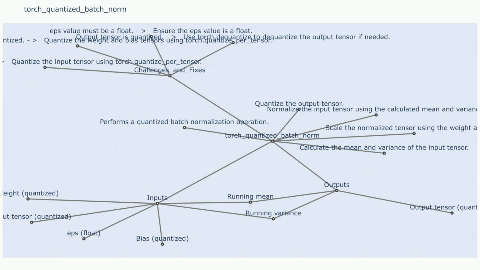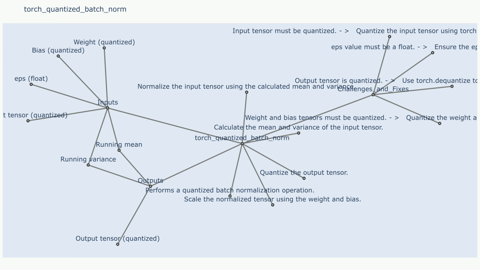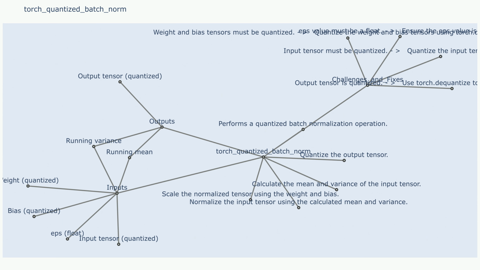Fixes to Challenge 3. Use a debugger that supports quantized operations. Use a logging framework to track the values of the inputs and outputs of the quantized batch normalization layer. Use a visualization tool to inspect the activations of the quantized batch normalization layer.